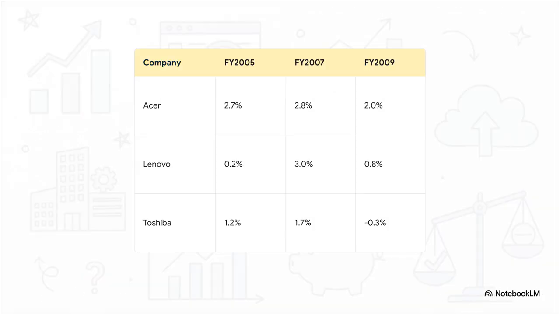So Acer is growing fast. We got that. But is it profitable growth? Are they just burning cash to get bigger? Well, we can investigate that with the net profit margin ratio.